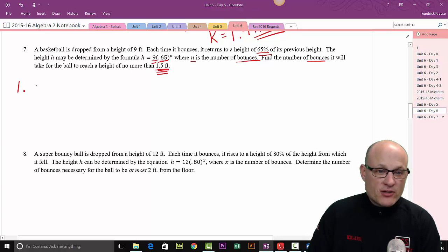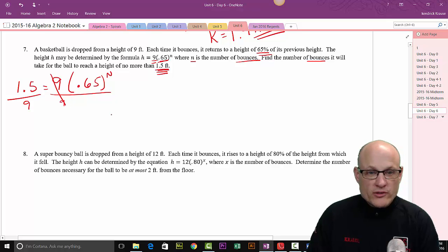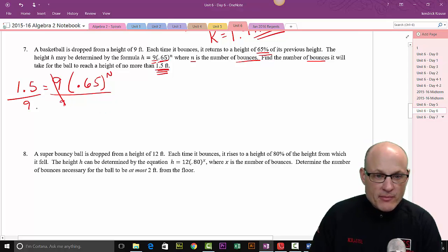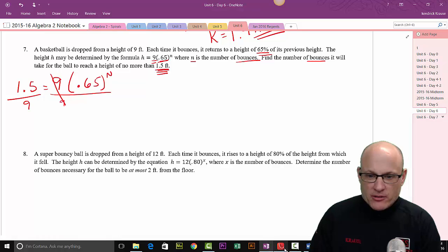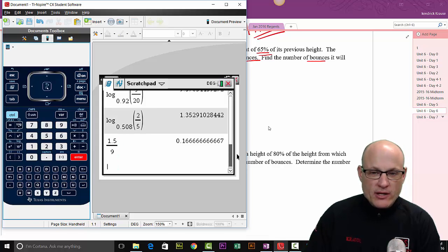So we want to figure out how many bounces it takes before we can get to 1.5 feet. We're starting at 9 feet. You're getting 65% times the number of times. So divide by 9. I don't know what that is. I think it's 0.1666, but it doesn't matter. Maybe it's 0.01666. Anyway, now it's bothering me. I gotta know. 1.5 divided by 9. There it is. 0.166. I was right the first time.